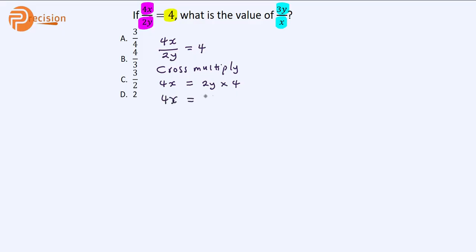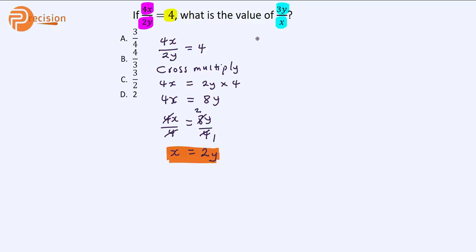4x becomes 2y multiplied by 4 gives us 8y. So let's divide both sides by 4 to make x stand alone. So 4x over 4 is equal to 8y over 4. The 4's cancel out on the left hand side and x is equal to, 4 here is 1 and 4 here is 2. So we have 2y. This means that x is equal to 2y, but that's not what we are asked to solve for.